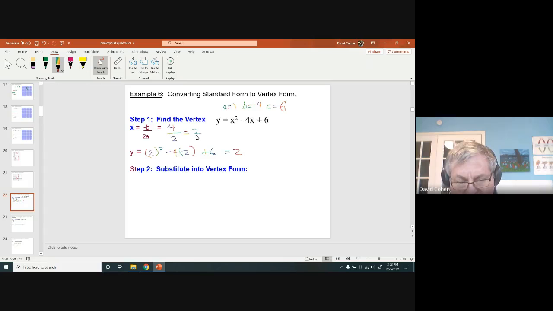So now that we have 2 and 2, we use our 1, so the a doesn't change. Y equals 1. I'm not even going to put it. And it's going to be x minus the h value, the x value, minus 2 plus 2, which is our k value. And now we have vertex form.